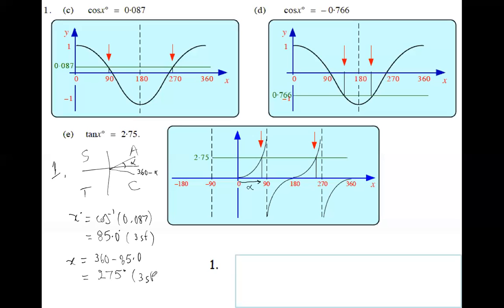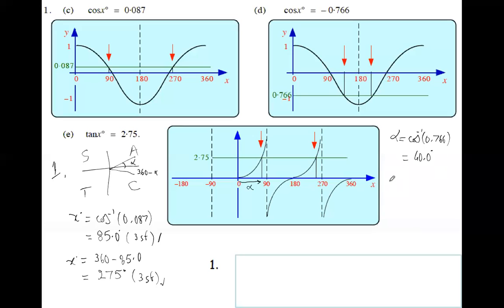Okay. First mark, second mark. For the negative, we're going to look for alpha this time and treat it as if it was positive. So shift cos 0.766, 40. Remember, three significant figures.